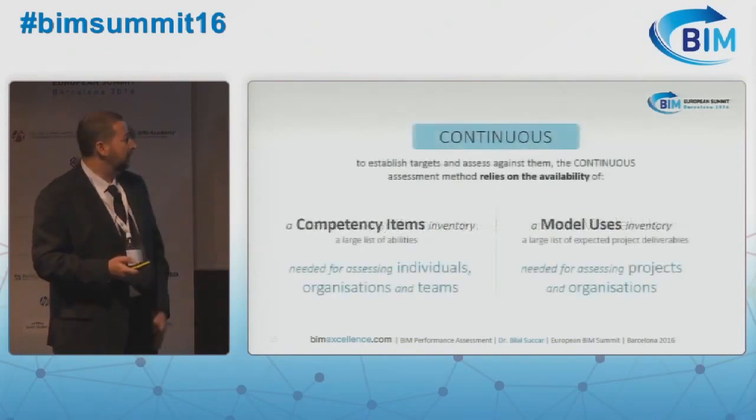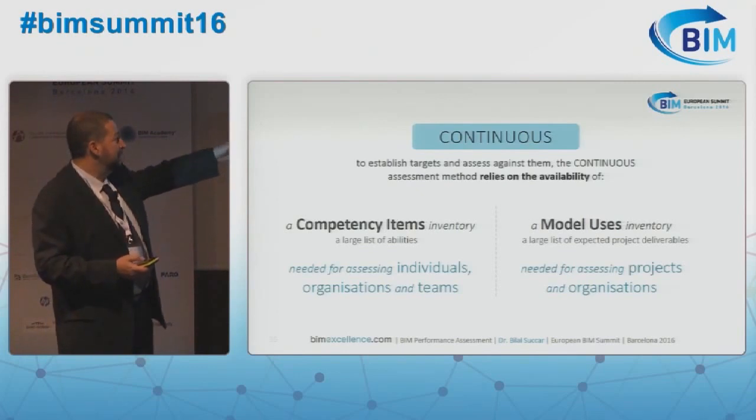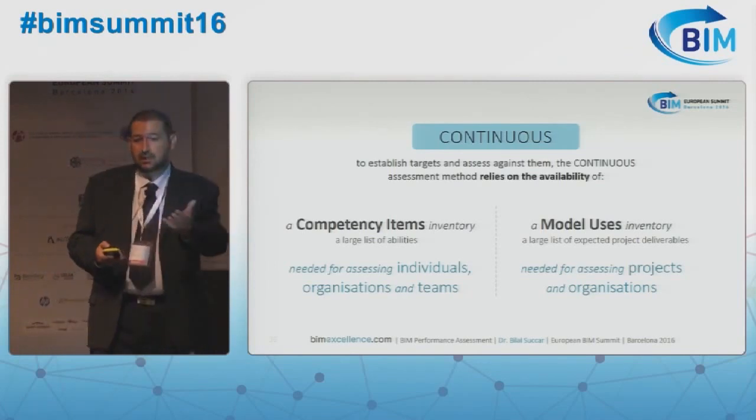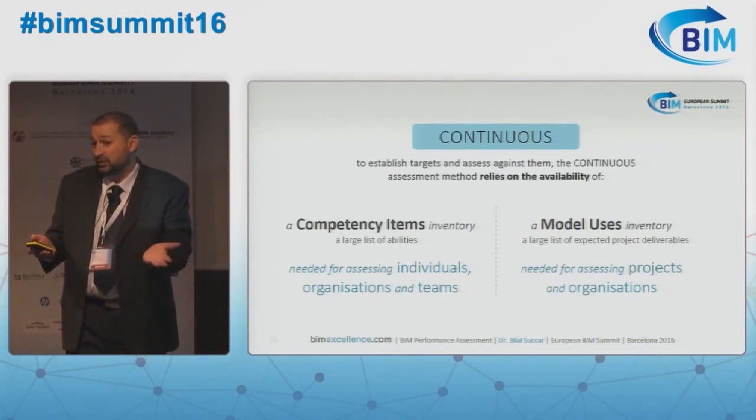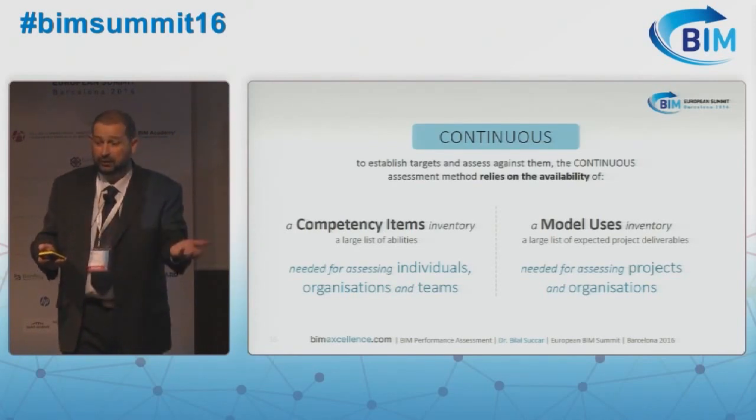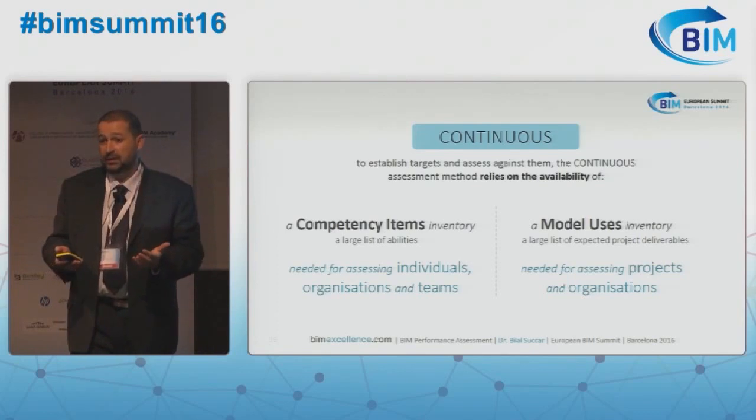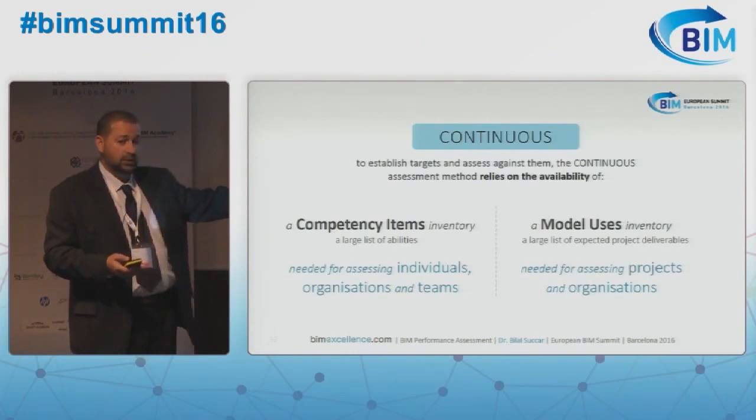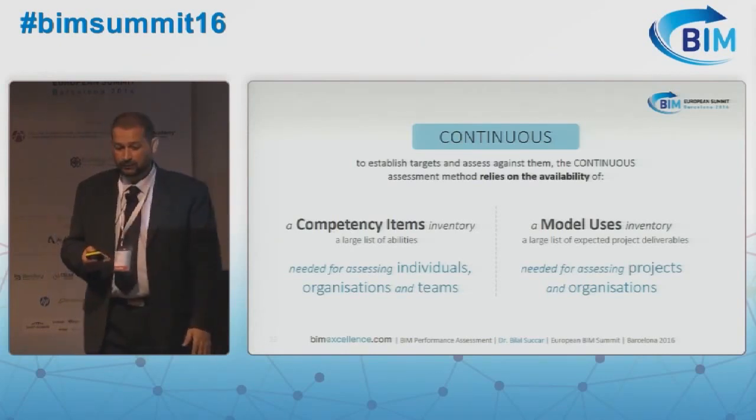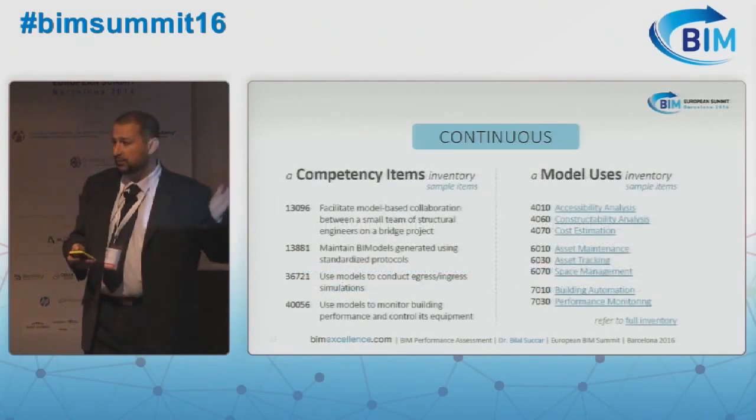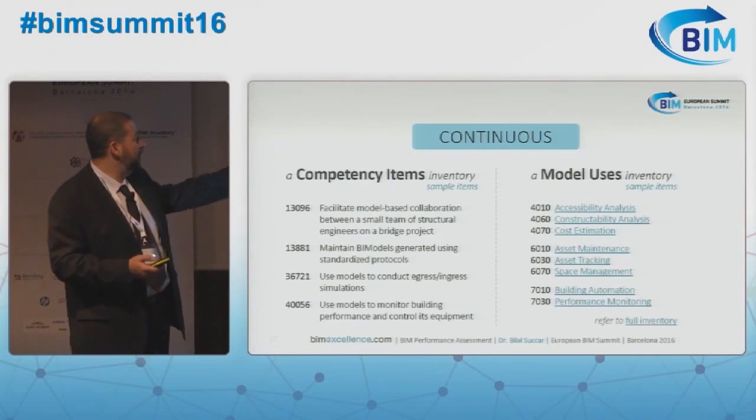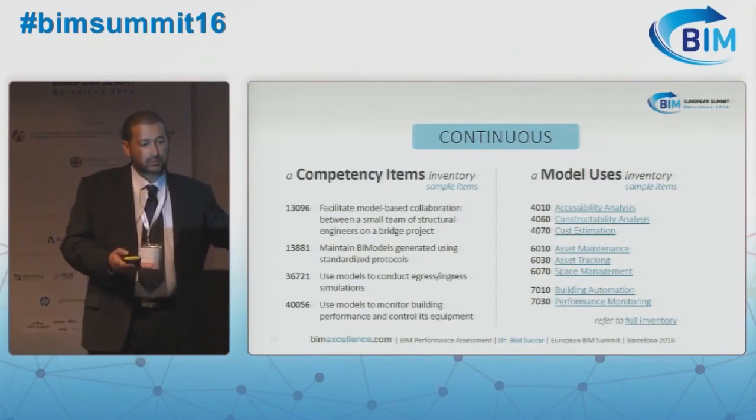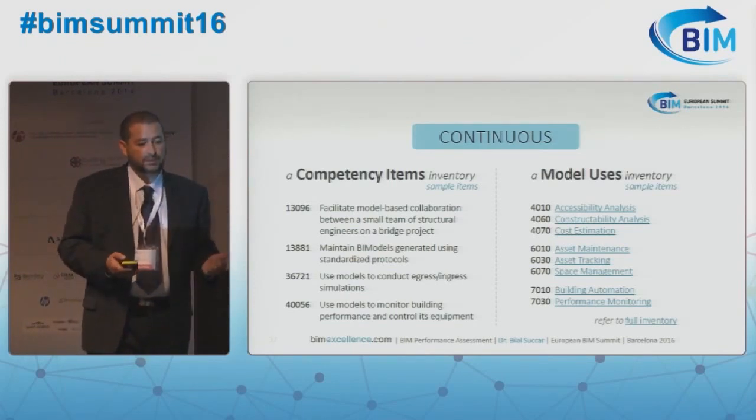So I'll give you a couple of examples. There's something called the competency items inventory. This is a large list of abilities. So what does a structural engineer need? What are the competencies needed from a structural engineer or an architect or a facility manager or an employer owner? We can identify what these are. And another type of inventory is the model uses inventory, which really is focused on assessing projects. Let me give you quick examples of both. So on the left here, you see the competency items. There is a large list of items. For example, this is a typical competency item: maintain BIM models or generate them using standardized protocols.